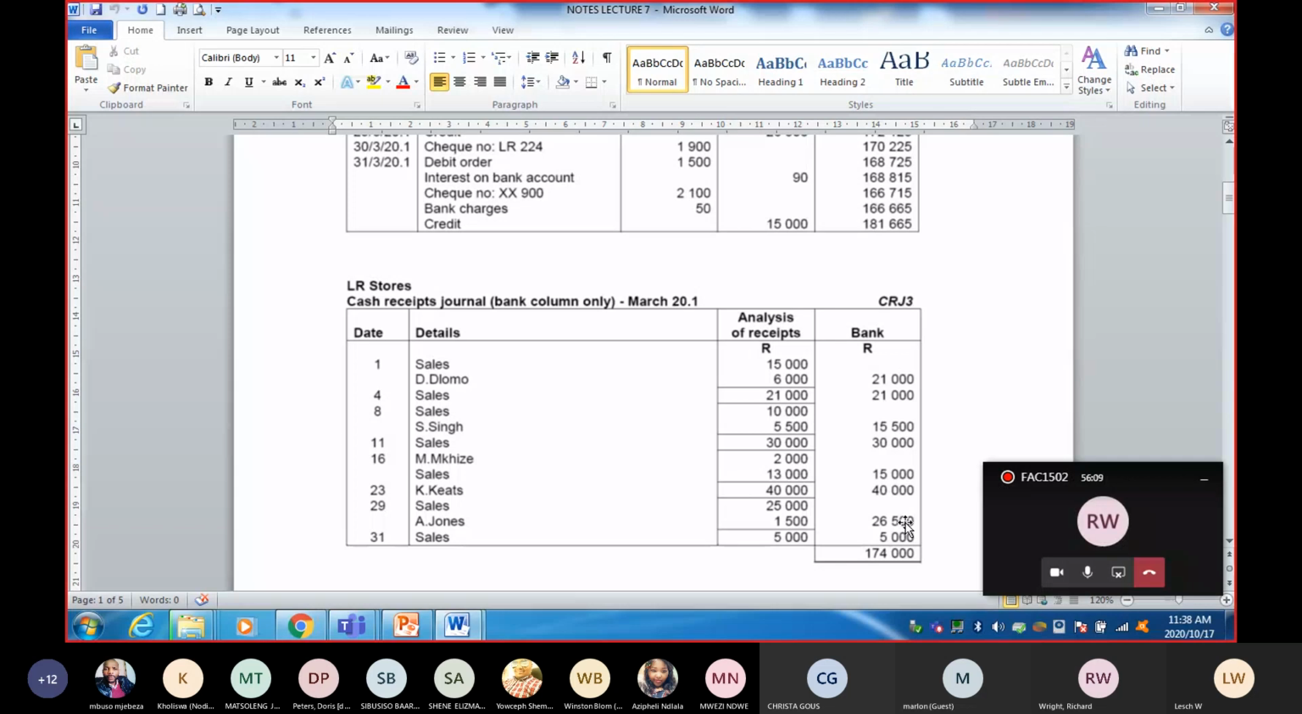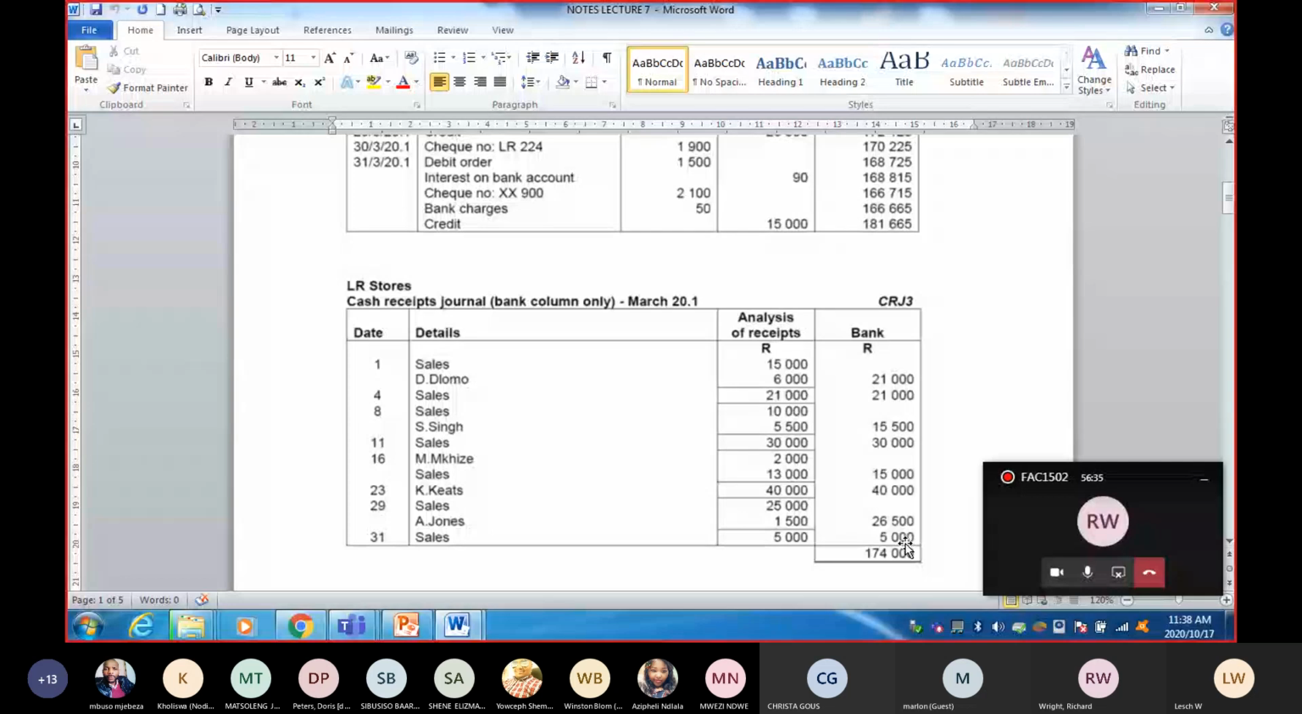The 5,000 Rand is not on your bank statement. Please note that this was a deposit made on the 31st of March. The 5,000 that you see on your bank statement was a deposit that was made on the 28th of March.